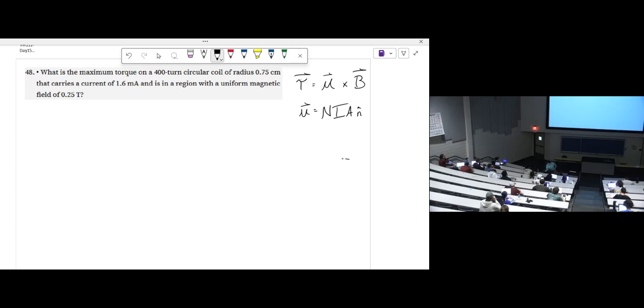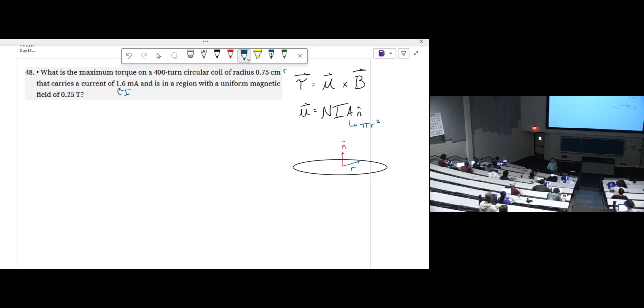So if the current loop looks something like this right here, lying in the plane, then the normal vector is going to be in this direction. It's perpendicular to the plane of the loop, right? And this is going to be the radius. We'll call this R, the radius R right here. And so we need the area. That's going to be equal to pi R squared. We're given the current. The current is I right here.